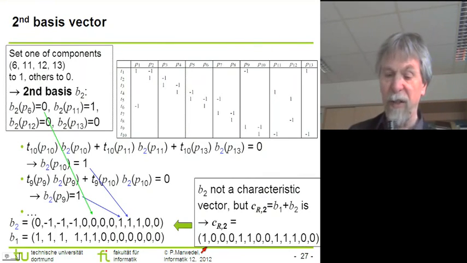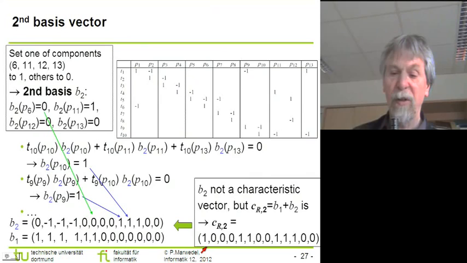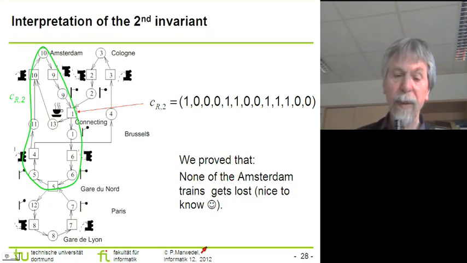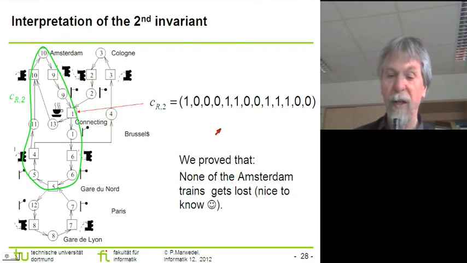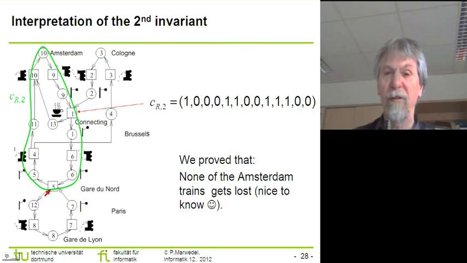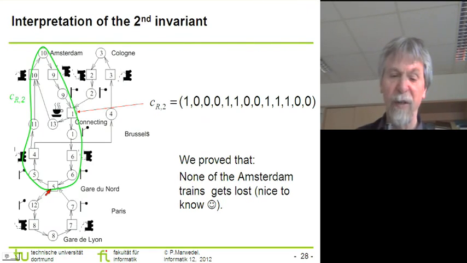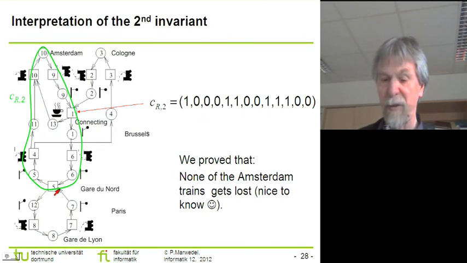So again, we can look at our model and try to figure out what this really means for our model. If we try to identify the places corresponding to the ones here in our characteristic model, we come to the conclusion that these are the trains that are starting from Amsterdam and making their way to Brussels. So this means that we can be pretty sure, as passengers entering at Amsterdam as well, that none of the trains that we are driving actually gets lost. So that's good news for the railroad traffic as well.